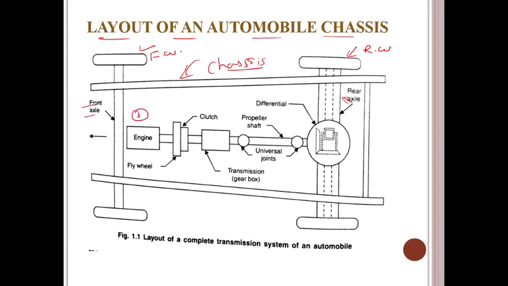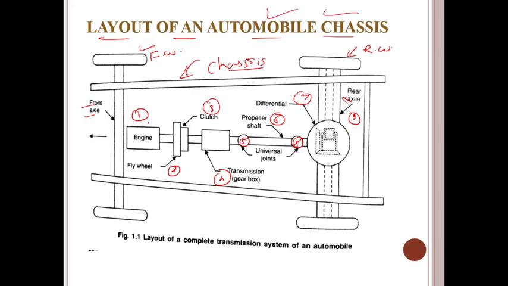What are the components? Engine, flywheel, clutch, transmission gearbox. These are your universal joints. This is the propeller shaft. This is the differential gearbox. This is one of the universal joints, and the last one is the axles. So these are the simple main components of the automobile, guys.